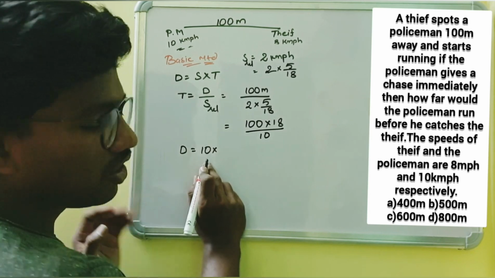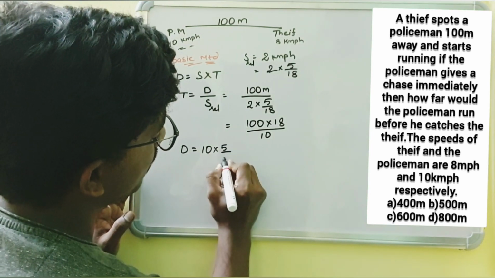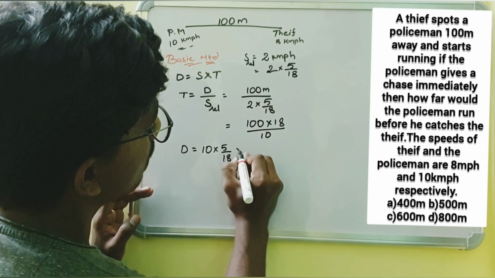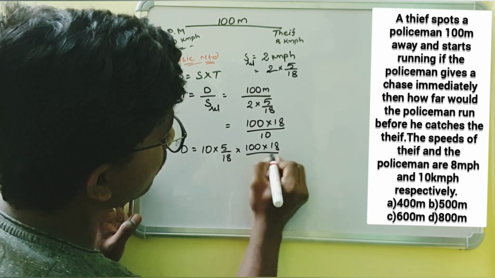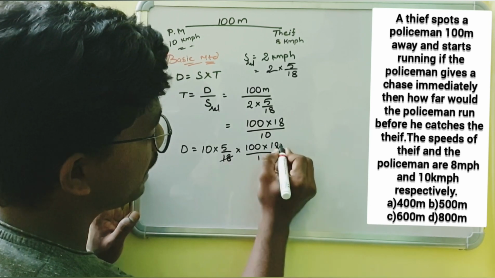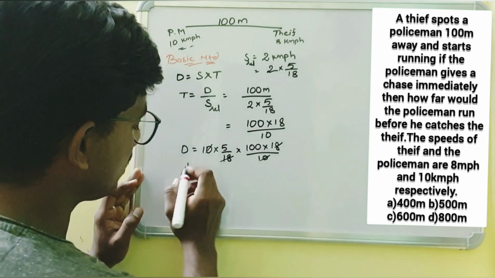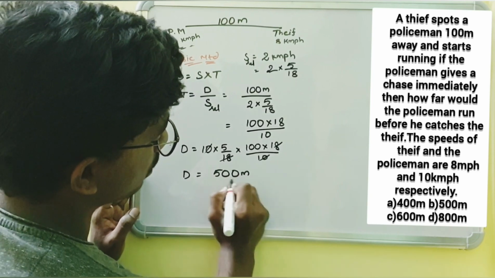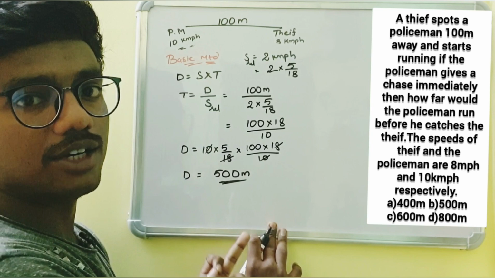I am converting kilometers per hour to meters per second, so I am multiplying by 5 by 18. Here the speed is 10 into 5 by 18 and the time interval is 100 into 18 by 10. See, 18 gets cancelled, 10 gets cancelled. So what has remained is 500 meters. So the distance travelled by the policeman before catching the thief is 500 meters.